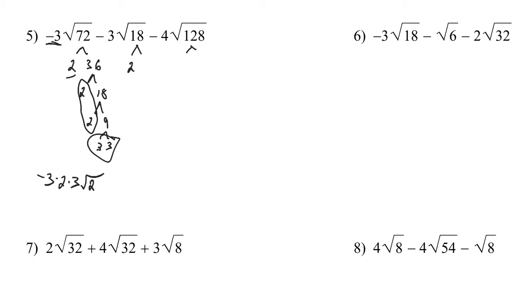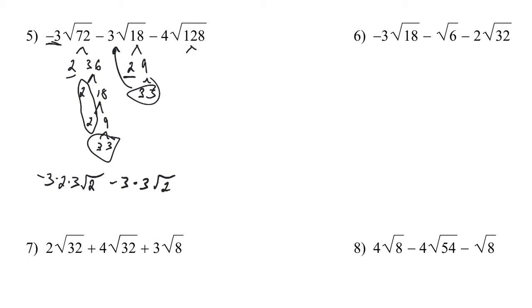Then go to the 18, we have 2 and 9, the 9 becomes a pair of 3's. So the pair of 3 goes outside with the negative 3 that was already there. So we have negative 3 that was there times 3 from the pair, and then the 2 that's left over stays inside.